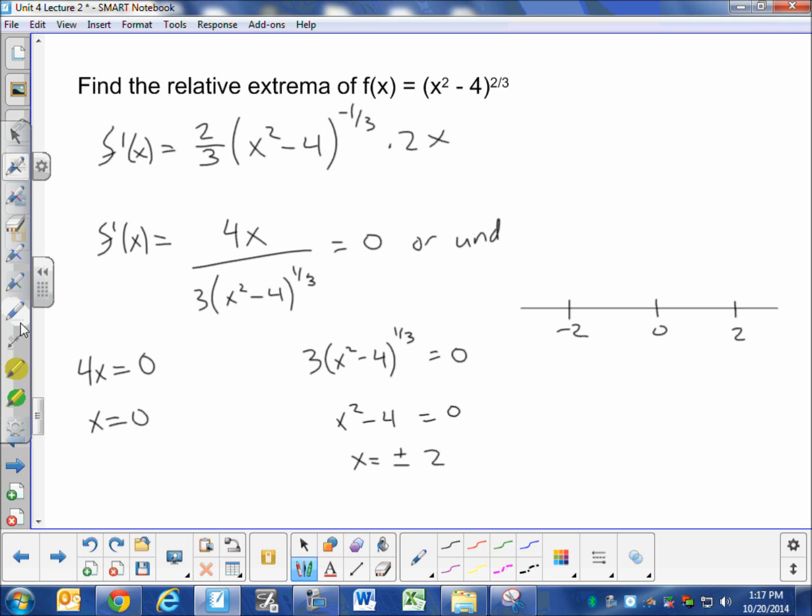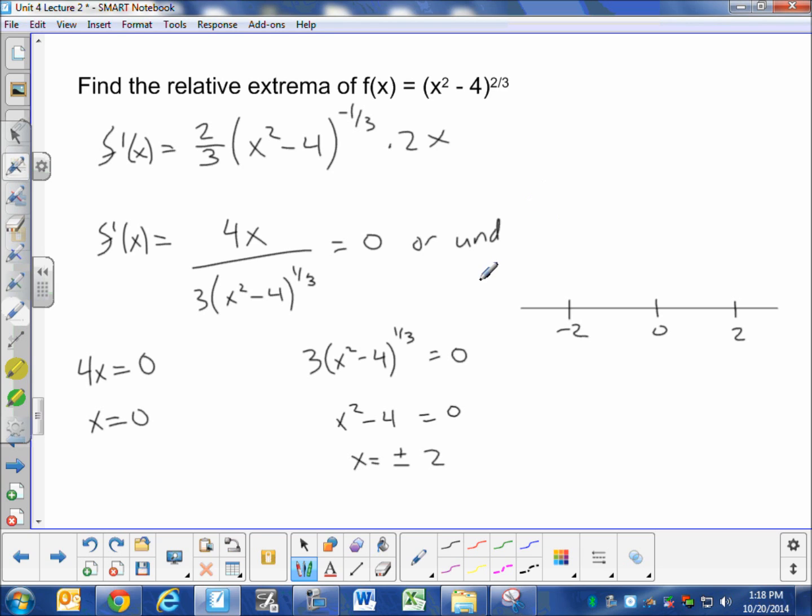Make sure when we solve that x squared minus 4, and it's the cubed root of it, you could divide by 3, and then you could cube both sides. You'd really just be finding when x squared minus 4 is equal to 0. Add 4, square root, we'll get plus and minus 2. So make sure you look at plus and minus 2, and then your numerator set equal to 0. That's when x is 0. So 3 critical points, 0, positive, negative 2.